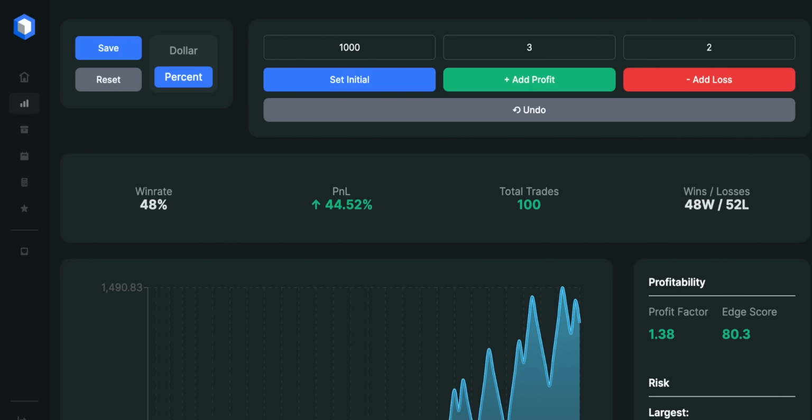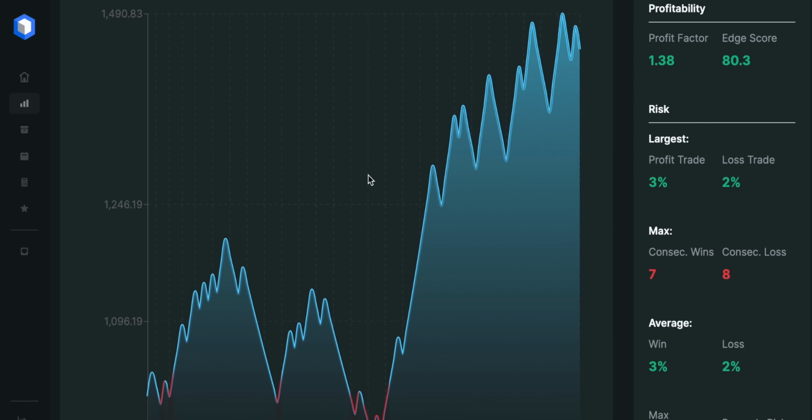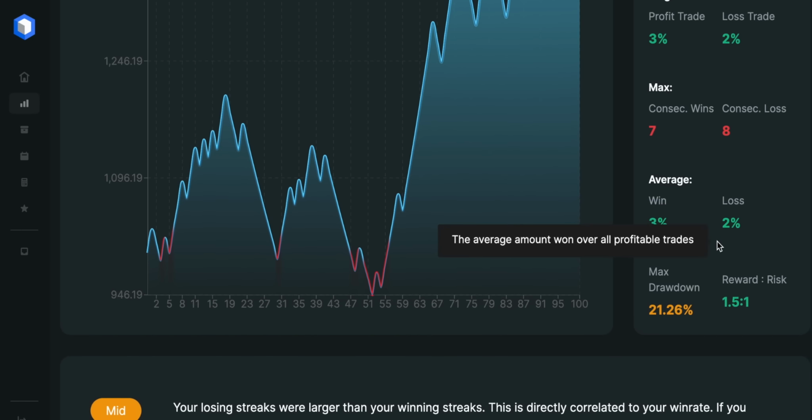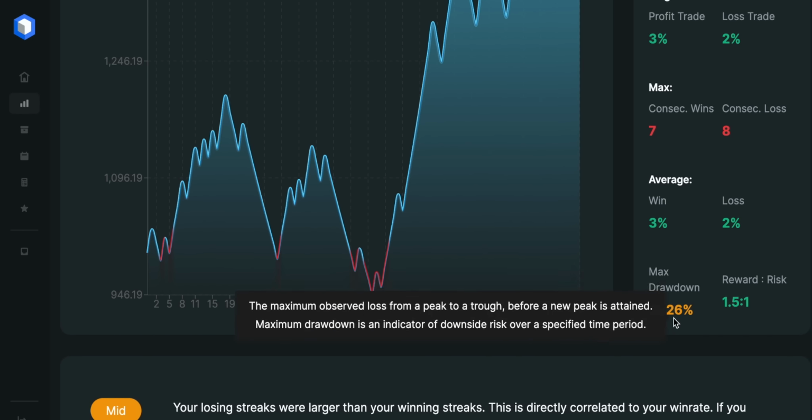So the backtesting is finished, and as we can see, we started with $1,000 and we were risking 2% of our account in order to make 3. The win rate for this strategy is 48%, and we increased our account size by 44.52%. The profit factor is 1.38 and we had 7 consecutive wins against 8 consecutive losses. Also notice the maximum drawdown was 21.26%.